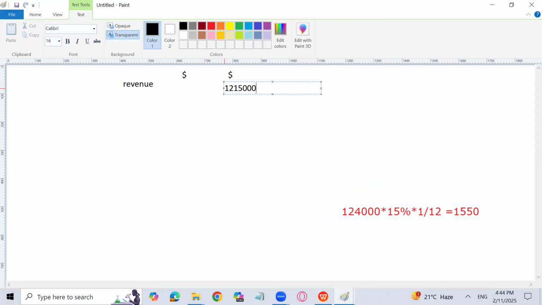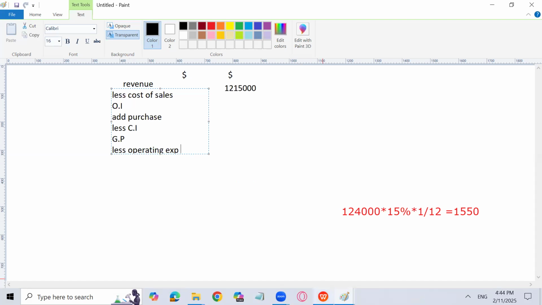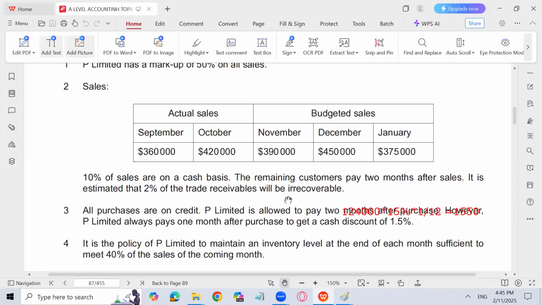1215,000 less cost of sales. Here I will write opening inventory, add purchases, less closing inventory. We will get the amount of gross profit, and then I will write less operating expenses. Operating expenses include depreciation also. You can go for the depreciation together. That is 131,000 each month, including depreciation. 131,000 into 3, you will get the total of the operating expenses.